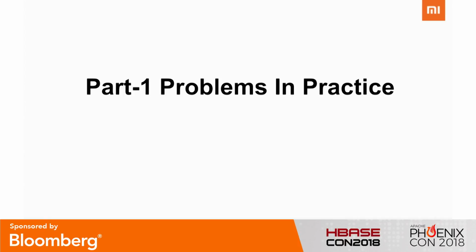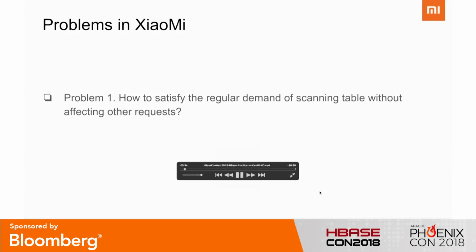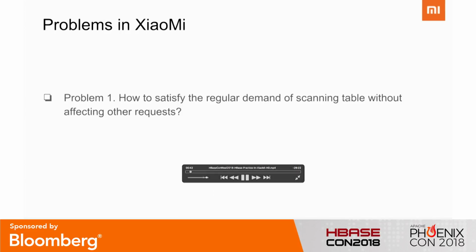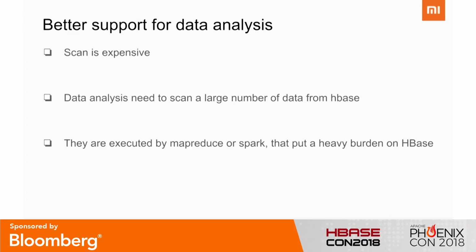I will show you some problems we met in practice and how we solved them. Our first problem is how to satisfy the regular demand of scanning tables without affecting other requests. As we know, scanning HBase is very expensive, especially when multiple scans may block other requests. But many data analyses are based on scanning data by MapReduce or Spark. We need to find a way to satisfy both data analysis demands and general requests.